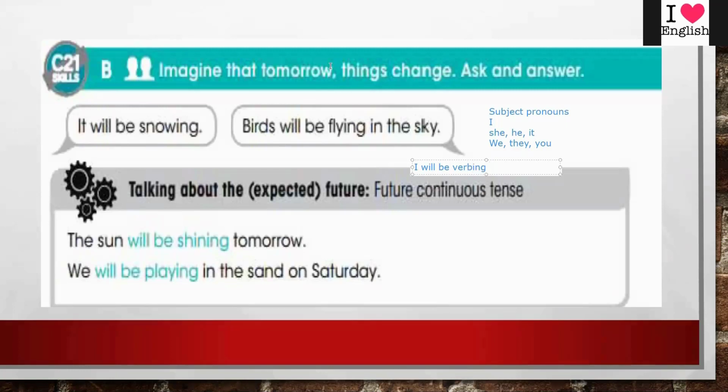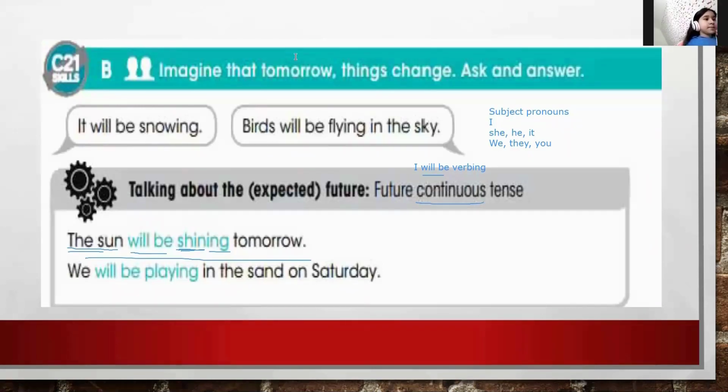Look here carefully. We have the sun, which is the subject. Why is it the subject here? Because it comes at the beginning of the sentence, the sun. Then we add will be. Then we have shine, which is the verb. And then we have ing, which is the continuous. So we say future continuous. When you are talking about something in the future, you will have to use this.